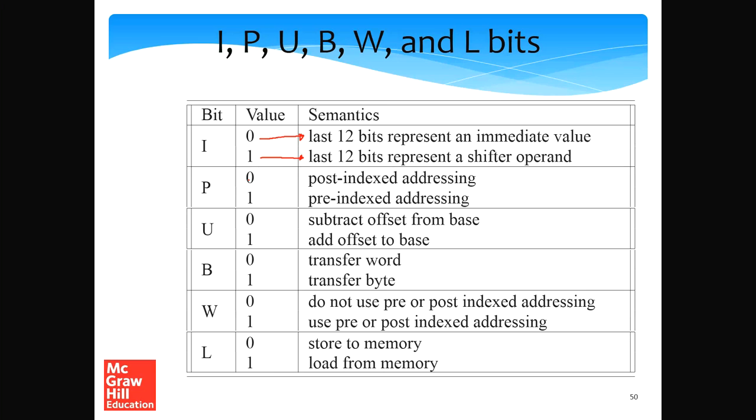The P bit, if it is 0, represents the post-indexed addressing mode. If it's 1, it represents the pre-indexed addressing mode. The U bit says that if the U bit is 0, we subtract the offset from the base, otherwise we add the offset to the base register. If the B bit is 0, we transfer a memory word, which in this case is 4 bytes, or we transfer a single byte, which is 1 byte. Similarly, if the W bit is 0, it says that use regular addressing, don't use pre or post indexed addressing. So W can be thought of as the write back bit, where essentially the base register is changing. And if W bit is 1, it means that use pre and post indexed addressing.